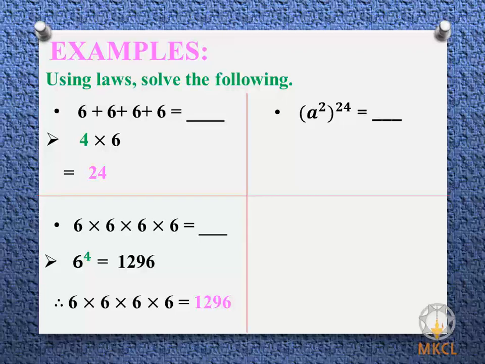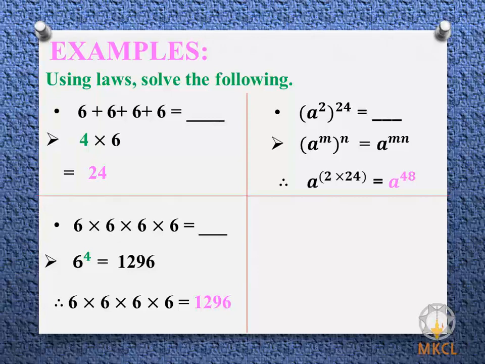Next example, a raised to the power 2 raised to the power 24 is equal to. Now we know the law a raised to the power m raised to the power n is equal to a raised to the power m into n. So a raised to the power 2 raised to the power 24 is equal to a raised to the power 2 into 24 is equal to 48.